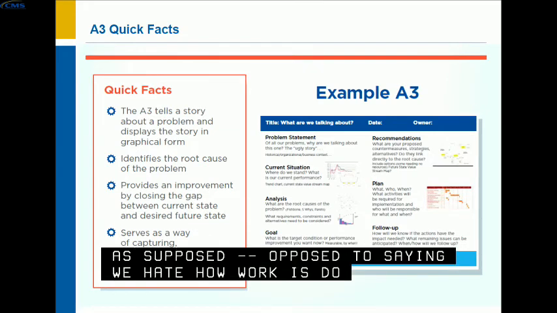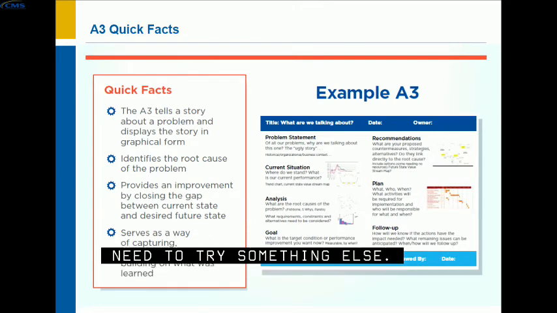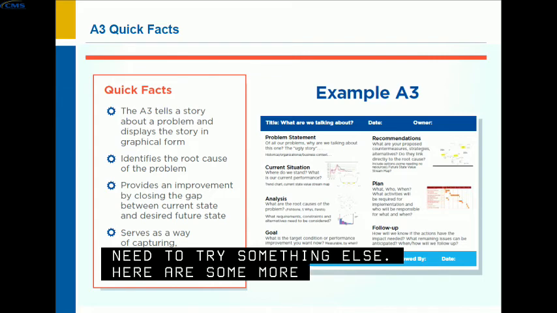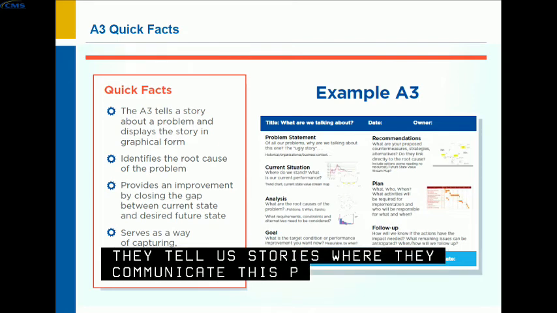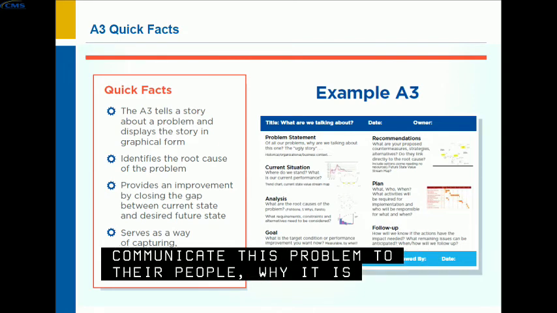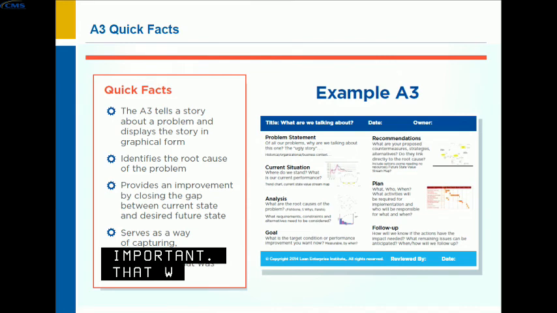So here's some more examples about an A3. It tells a story. It's a way to communicate this problem to other people, why it's important, what the data is, what you've actually seen, so that they're more likely to try and experiment with you because you can tell them that this is what we've seen from our data.